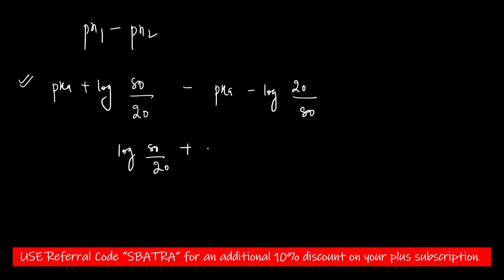So we can write down plus log 80 by 20. Okay, this is minus log 20 by 80 and this would be log 80 by 20. We have just reversed the fraction, right? So minus would be positive now. So this is nothing but 2 log 80 by 20. So this is how you can calculate the value. Now just calculate it. What is the pH difference coming?